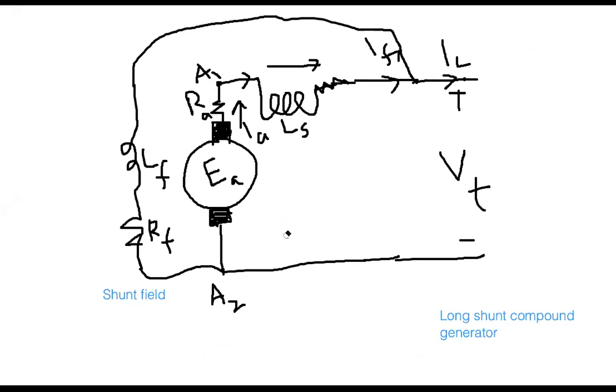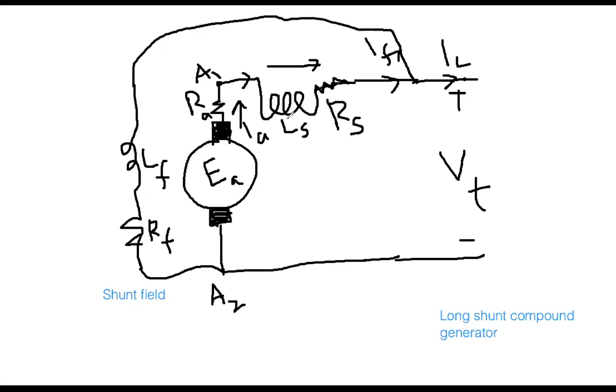Everybody, you first draw this picture to solve that problem. Please draw this one. This is the long shunt compound generator. In the long shunt compound generator, as you can see, first you show this one. This is your induced voltage. This is your armature resistance. And then this is your LS, but also show the RS.